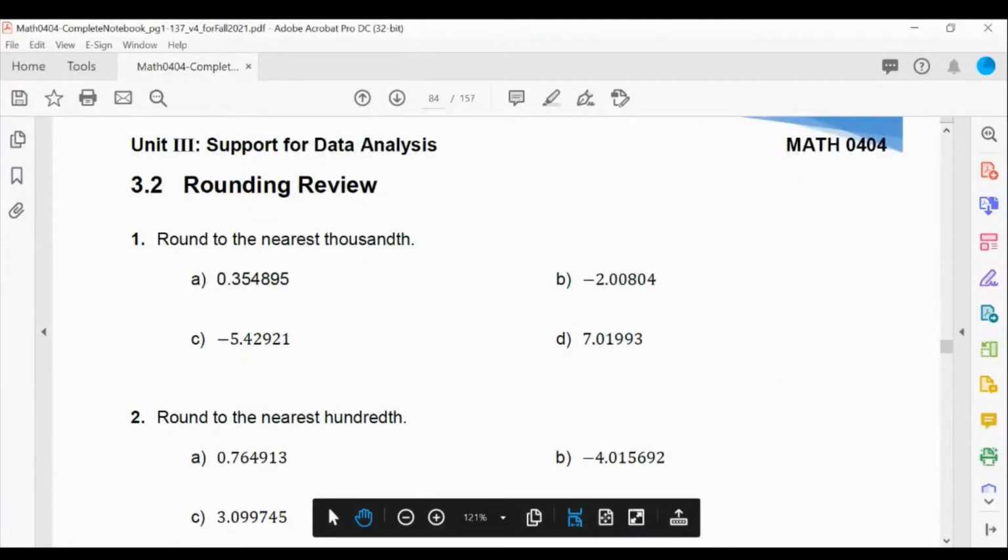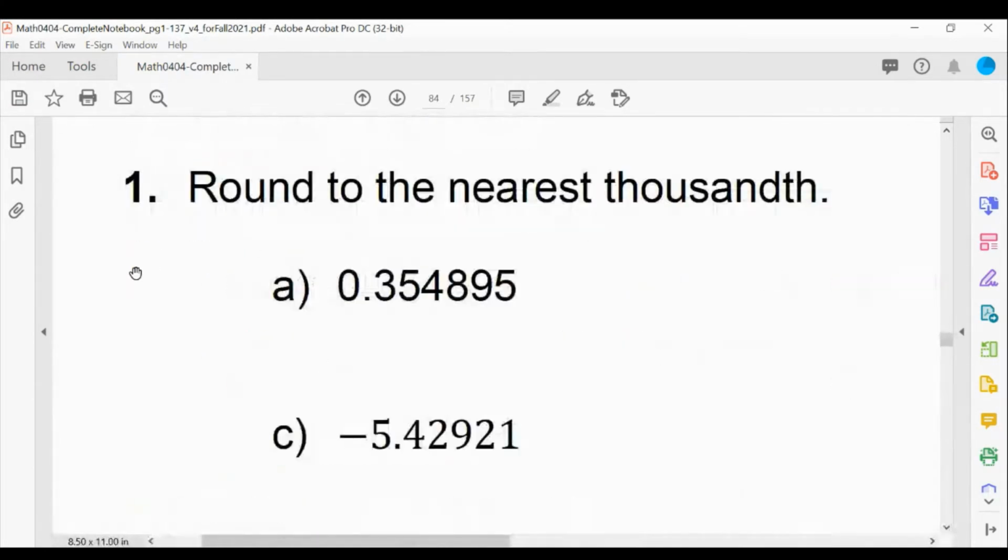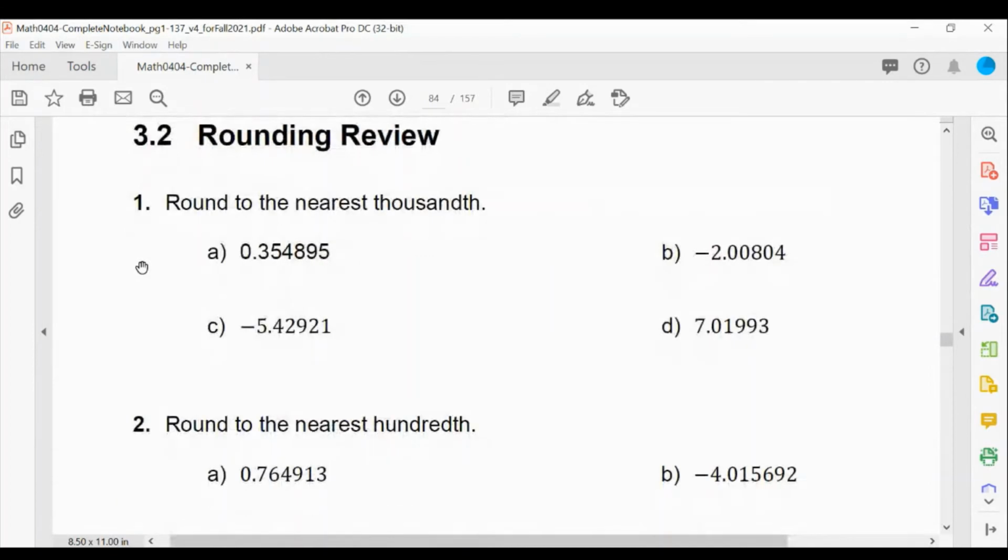This video covers Math 0404 Notes, Section 3.2, Rounding Review. So we are going to review how to round, and there was already a section here showing you how to round. The first one is rounding to the nearest thousands place.